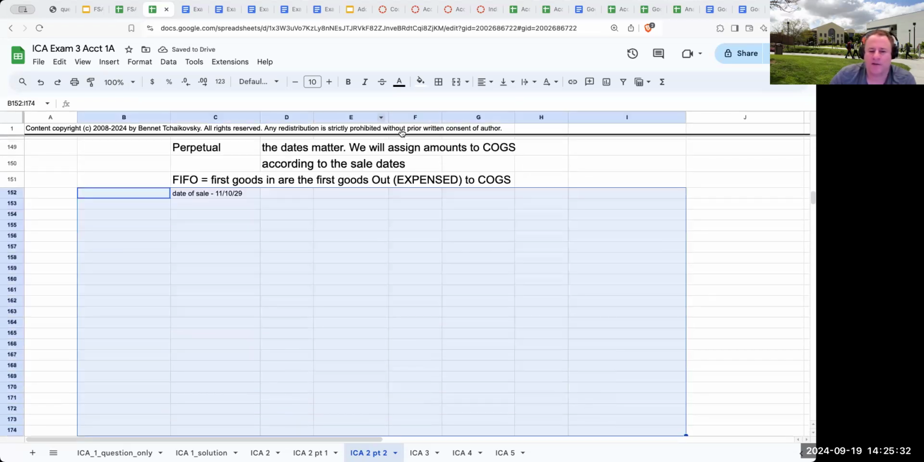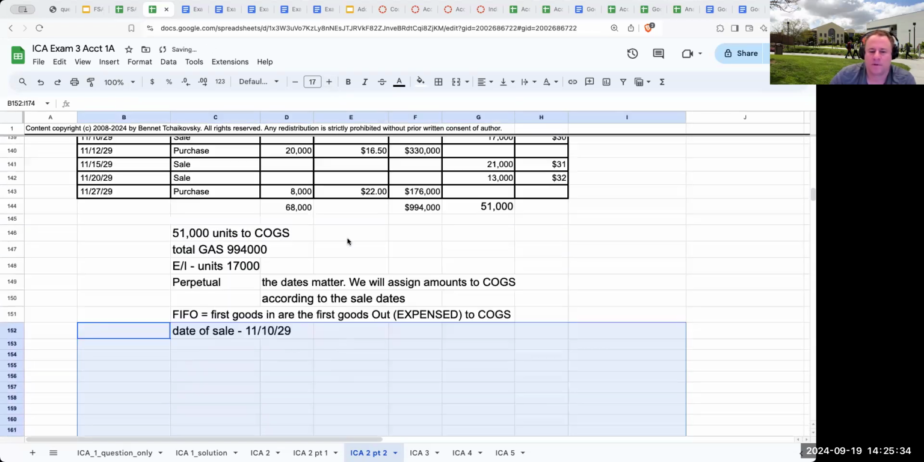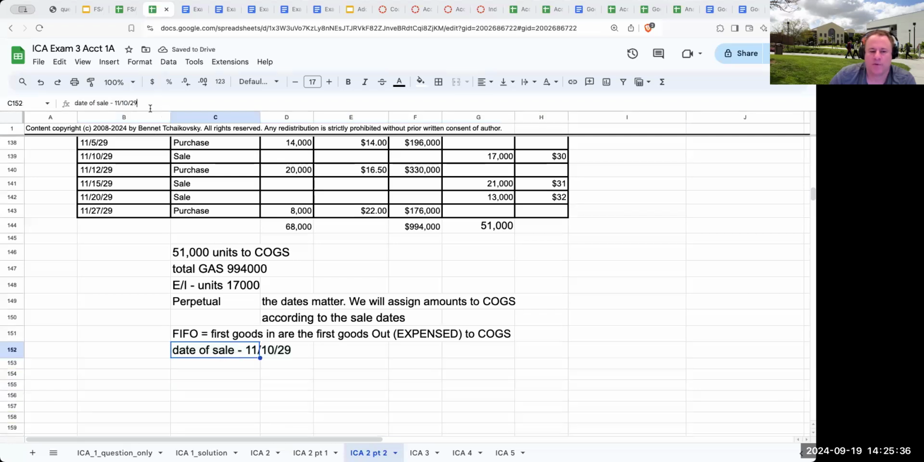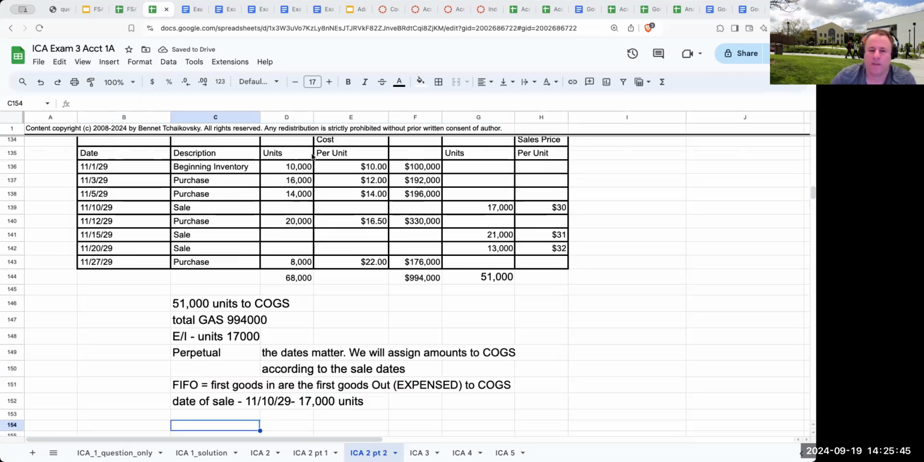And on that date of sale, basically I went through and I sold 17,000 units. Okay. We're doing FIFO, first in, first out. So over here, what I'm going to go through and do is say, okay, where do I start? Well, I sold 17,000 units. So I need to take 17,000 units out of my inventory.